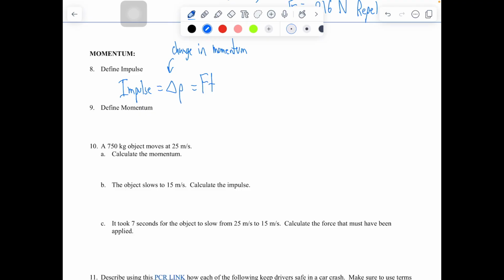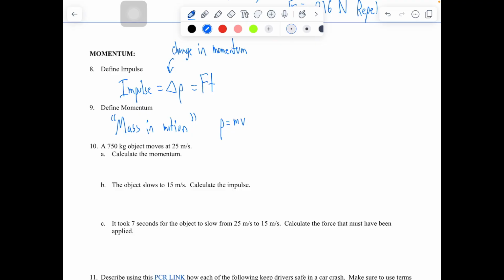Momentum is simply mass in motion. Now, that's a nice snappy way to say it. What does that really mean? Momentum, P, is equal to m times v. It is an object's mass times its velocity. So if an object has no velocity, its velocity is 0, it cannot have momentum.